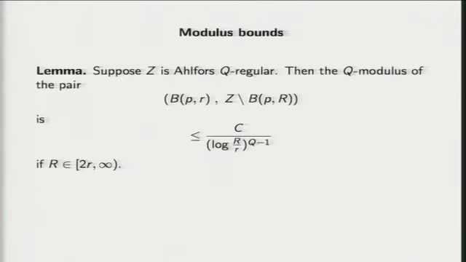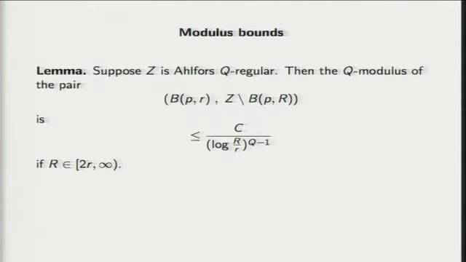So suppose you have an Ahlfors Q-regular space. Remember, that means that a ball of radius R has Q-dimensional Hausdorff measure comparable to R to the Q. Although I haven't said it explicitly, the measure I'll be using is Q-dimensional Hausdorff measure. Now look at the modulus of this pair. You have a ball of radius little r, and that's the first set. Then you inflate the radius to some big R and look at the complement of that larger ball. So that's the associated curve family.